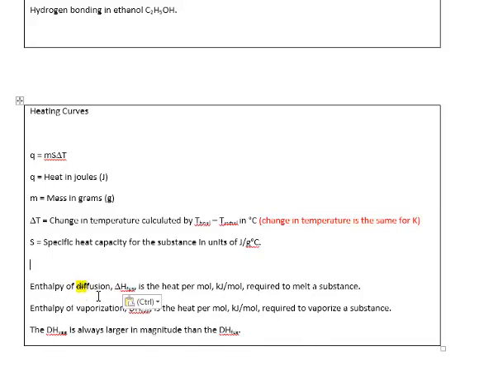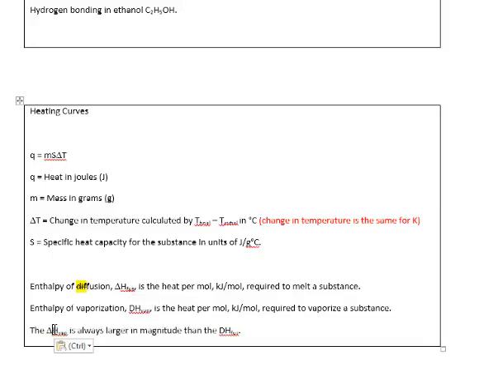It's enthalpy of fusion. Delta H FUS is the heat per mole, kilojoules per mole, required to melt a substance. The enthalpy of vaporization, delta H subscript VAP, is the heat per mole, kilojoules per mole, required to vaporize a substance. The delta H of vaporization is always larger in magnitude than the delta H of fusion.